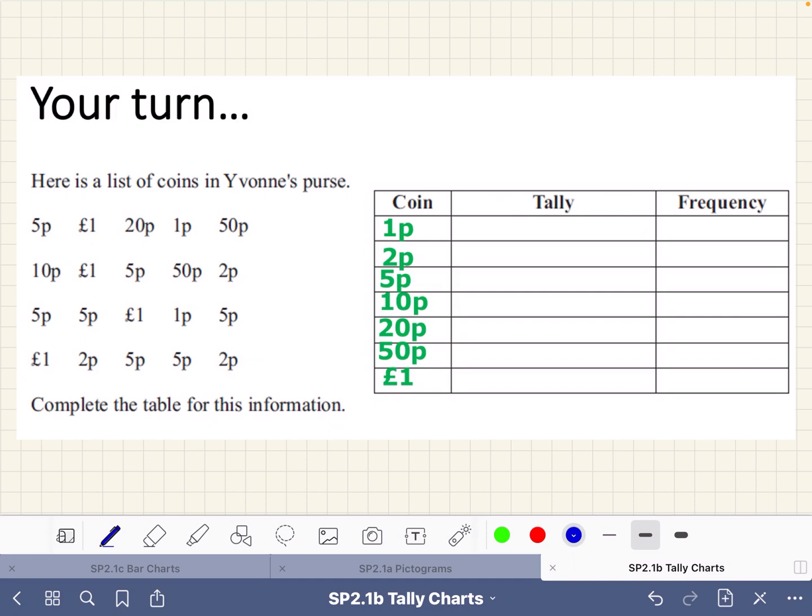Your turn. Here is a list of coins in Yvonne's purse. We have a mixture of coins and our tally table is already set up. We're going to have a look. We've got 5p. Remember, each time I cross one out, I add the tally mark to make sure I include them all.